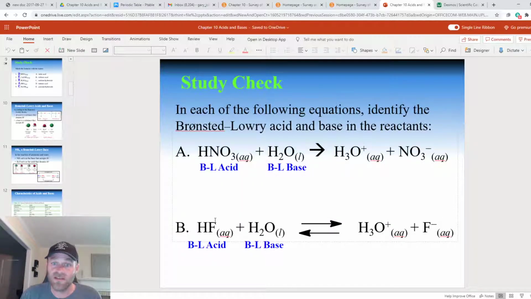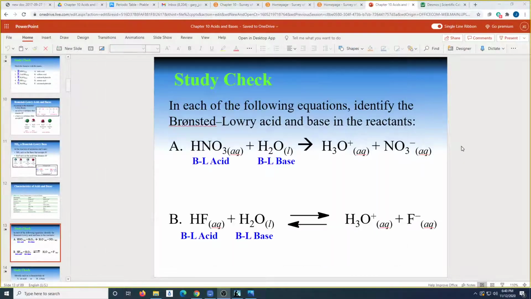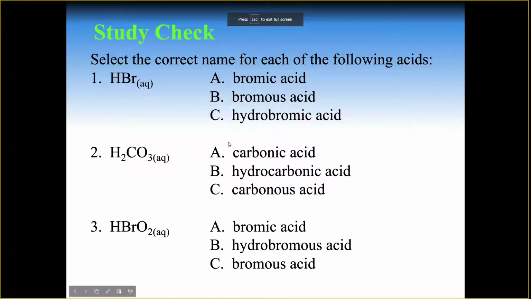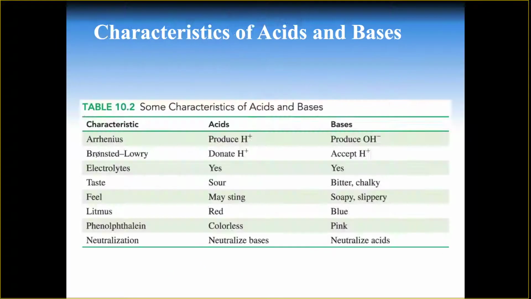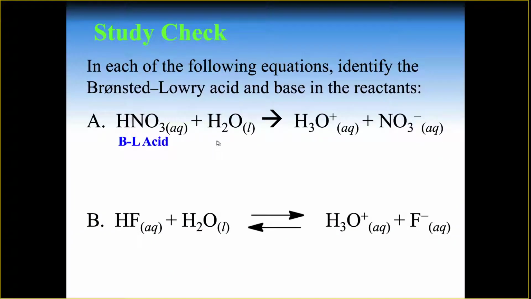In each of the following equations, identify the Bronsted-Lowry acid and base in the reactions. Let me go back to present mode. So the HNO3 is what's giving up the hydrogen. That'll be the acid. That makes water the base. The plus sign on the hydronium means that's the conjugate acid. The NO3 has the minus, so that's the conjugate base.